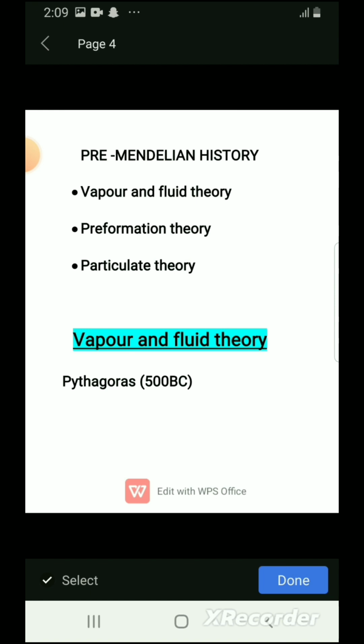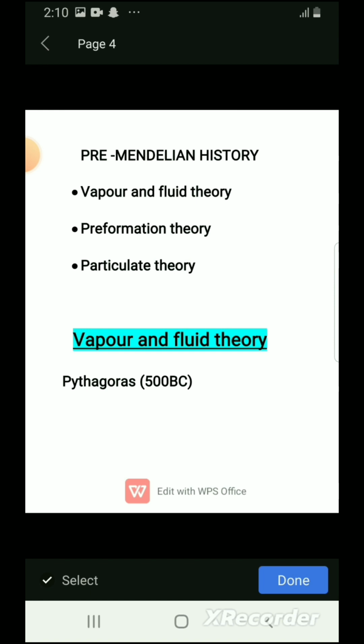Starting with the vapor and fluid theory, it has a prominent man, named Pythagoras. Pythagoras is the prominent man in vapor and fluid theory. What we're going to study about this Pythagoras is just his contribution to the genetic world. We're just going to state the contribution because these things are not actually necessary, just in case you find it in your exam. So we're going to be proposing its idea.